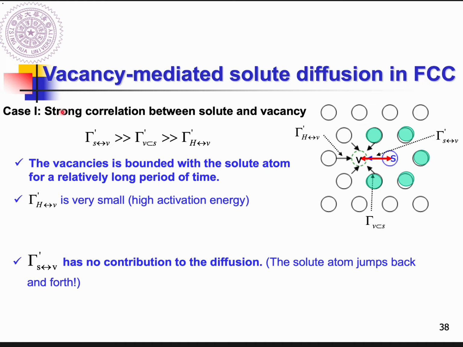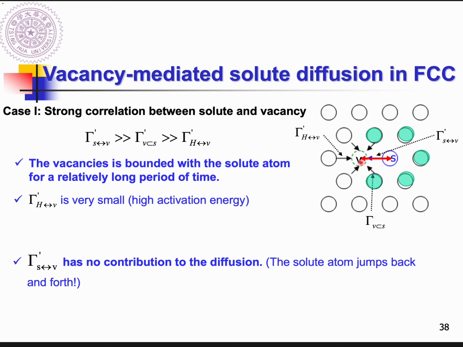For case 1, we know there's a strong correlation between the solute and vacancy. This also implies that the vacancy is bound with the solute atom for a relatively long period of time. They always exchange location, right? And the slowest gamma prime will be the host jumping into the vacancy due to the higher activation energy.